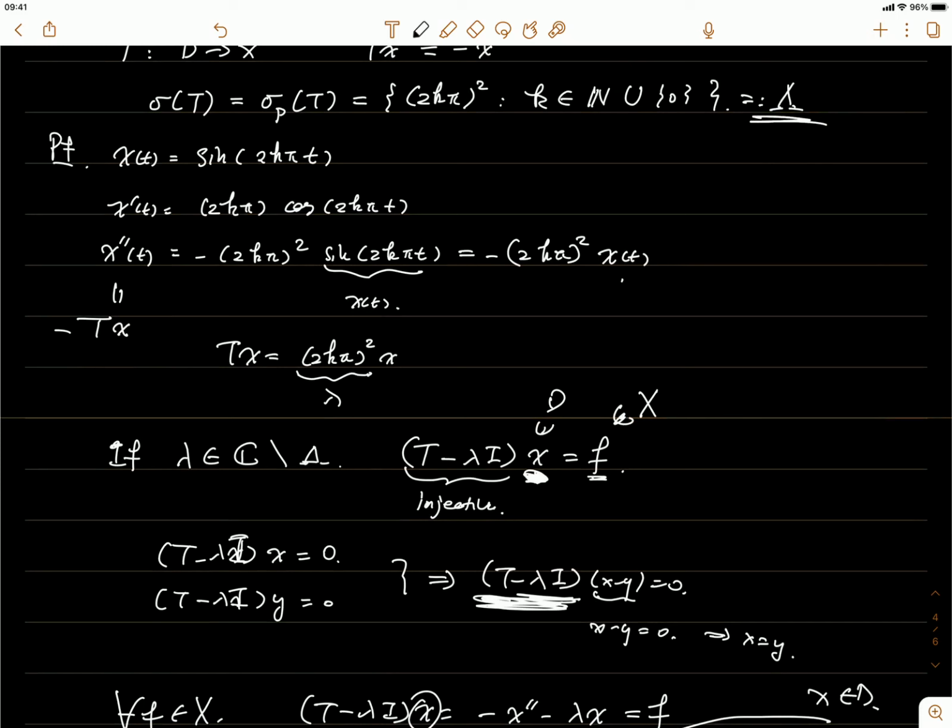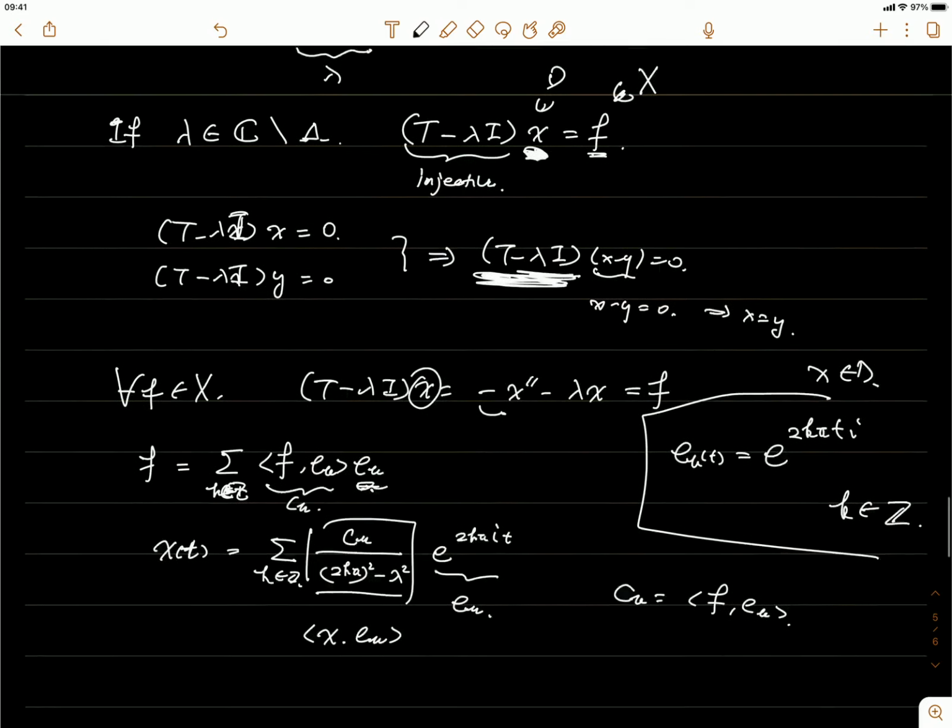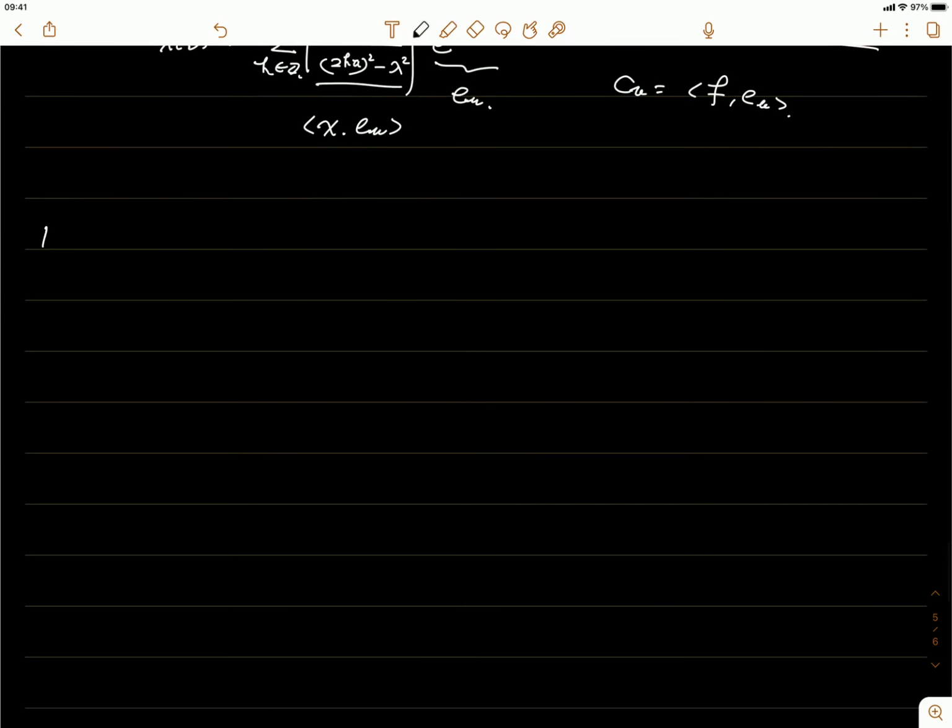So that means your complex plane is just decomposed into sigma pt and rho t. This one contains all the eigenvalues, and this right here contains all the other values. That's one case.